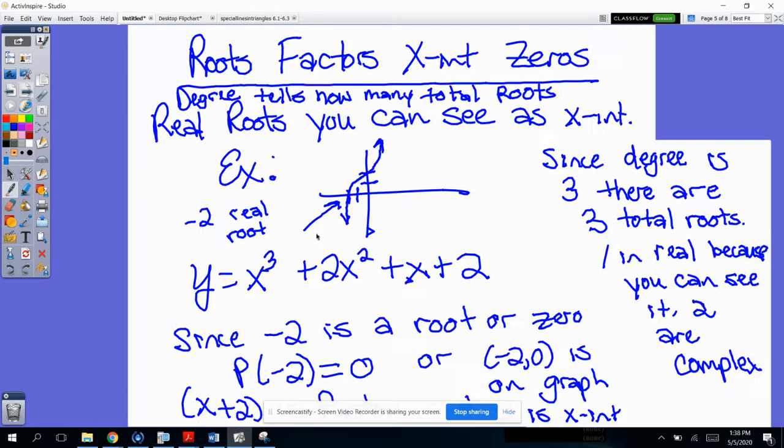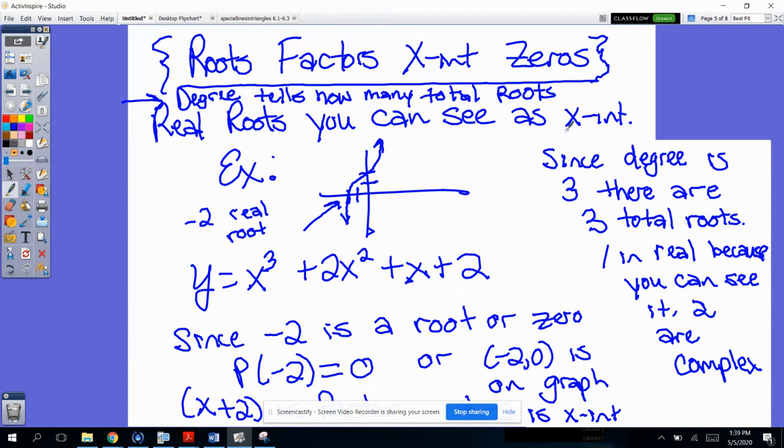Okay, this page is going to be the answer to many, many, many questions. So this page is something you need to really look at here. Roots, factors, x-intercepts, zeros, these are all kind of interchangeable vocab, but they do mean a little bit different things. First thing you need to know is the degree of the polynomial will tell you how many total roots there are. By total, I mean real, and I mean non-real or complex.